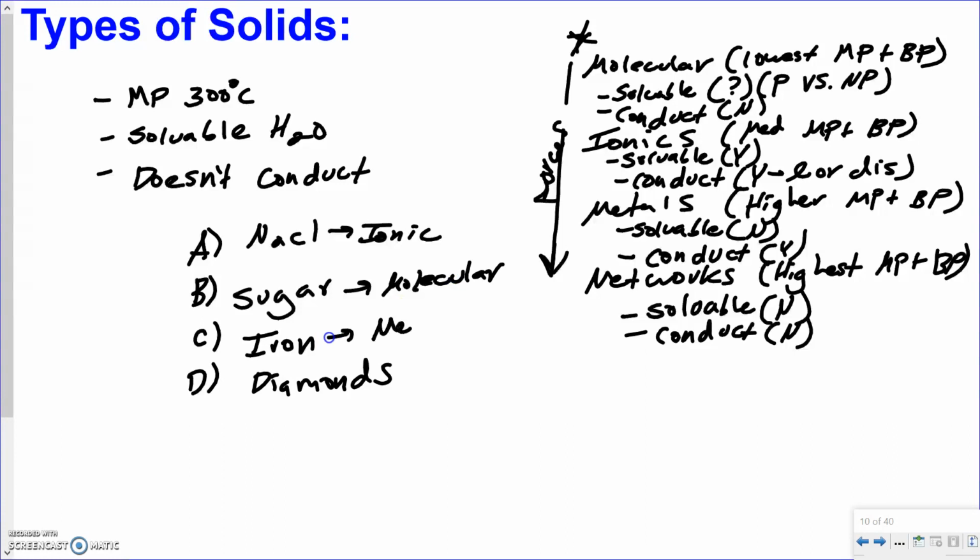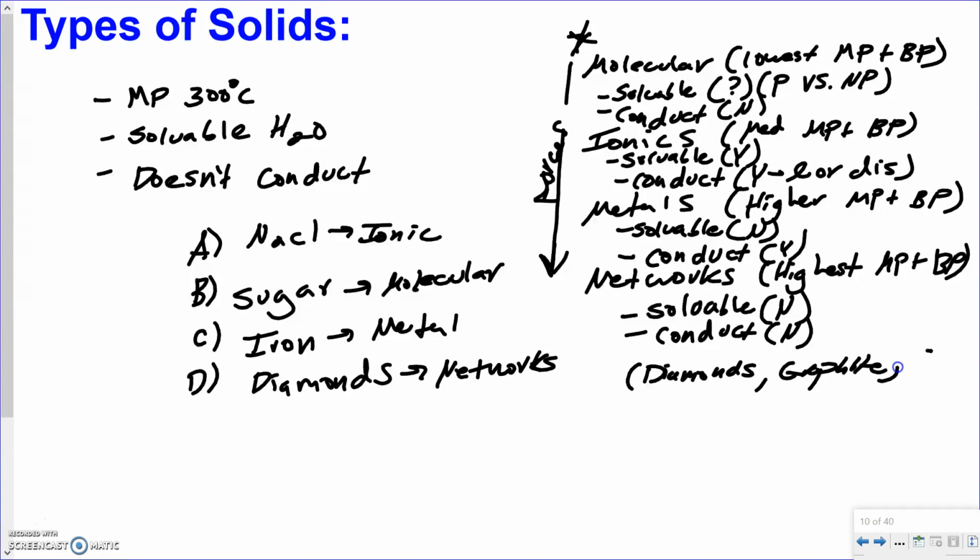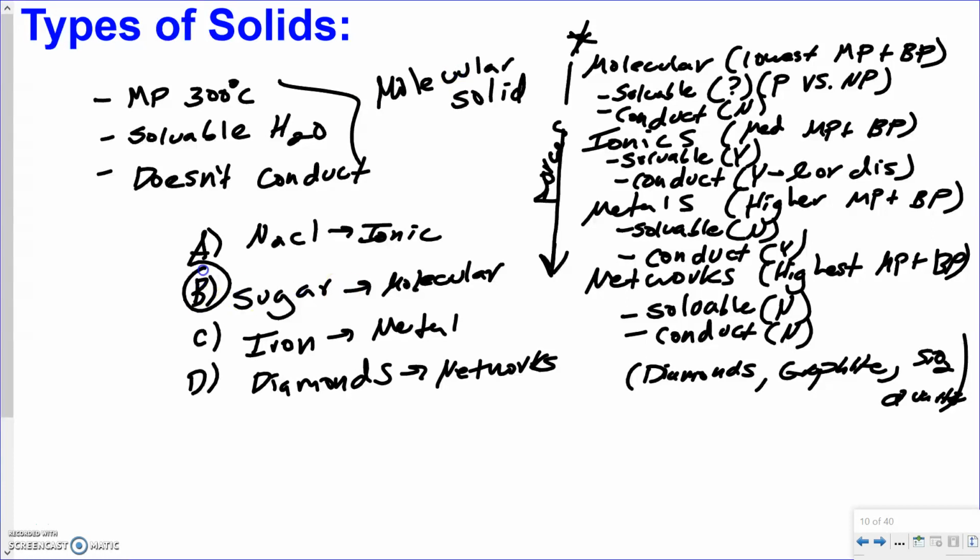It is a covalent compound held together by intermolecular forces, so we know it is a molecular solid. Iron, of course, is a metal, and diamonds fits into our networks. And again, the most common networks you're going to see on these are going to be diamonds, graphite, and either silicon dioxide, or they may call it quartz. It kind of depends on who's writing it. Those are the three we need to know. So in this case, we come down here, we figure out a molecular solid, and we say sugar.